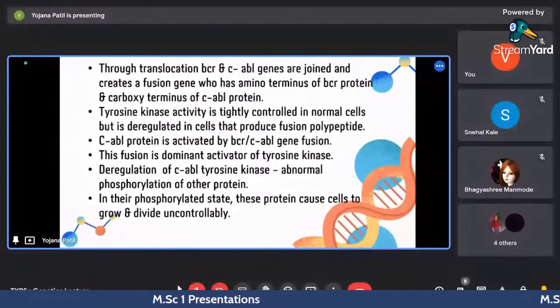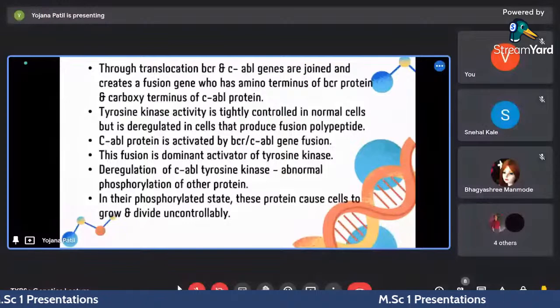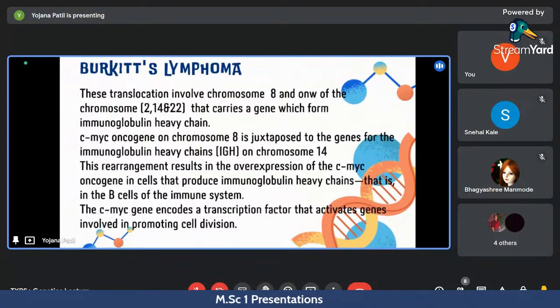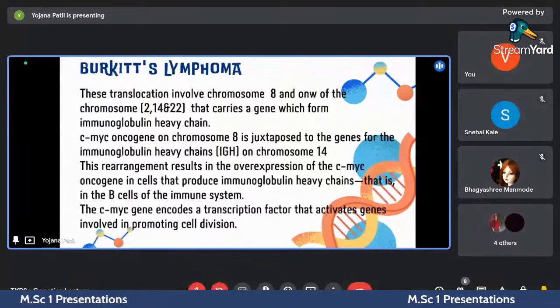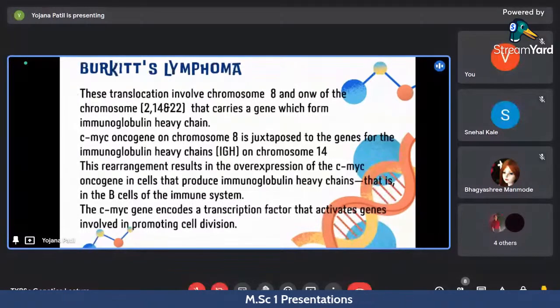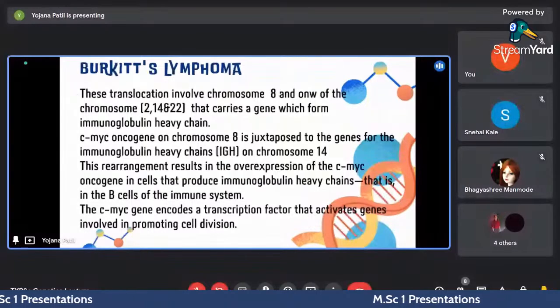The second one is Burkitt's lymphoma, which, as I said, is a white blood cell cancer associated with reciprocal translocation. In this, the translocation invariably involves chromosome 8 and one of the three chromosomes 2, 14, and 22 that carry a gene which forms immunoglobulins, or antibodies. The translocation involving chromosomes 8 and 14 is the most common. In this translocation, the CMYC oncogene on chromosome 8 is juxtaposed to the gene for the immunoglobulin heavy chain on chromosome 14.